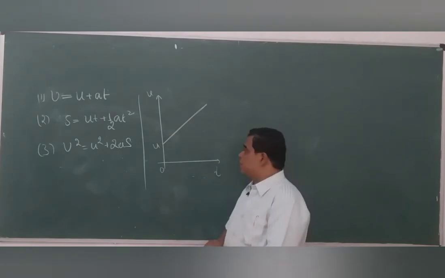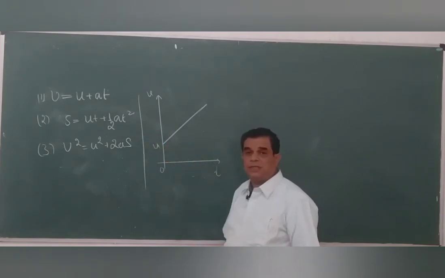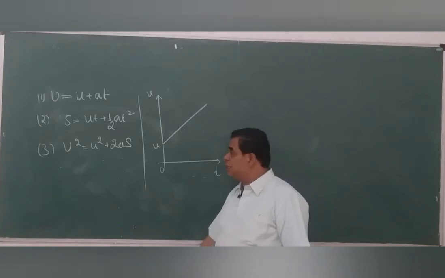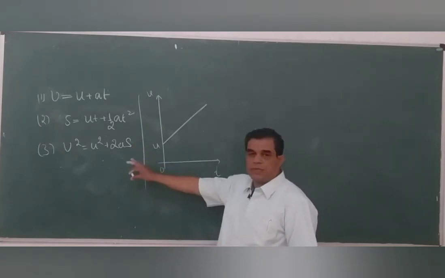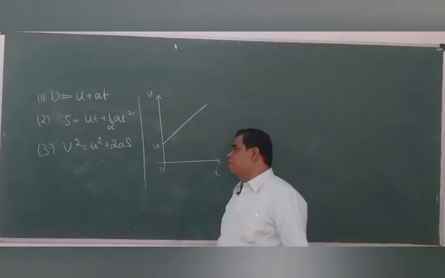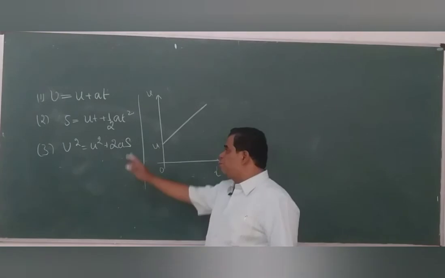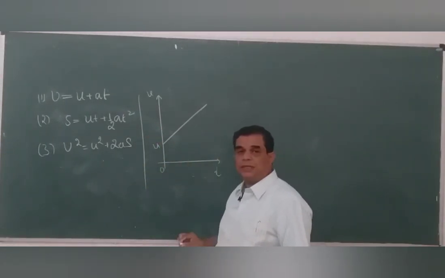So using this curve, we start learning these 3 derivations one by one. Say the first derivation is for 3 marks, the remaining 2 are guaranteed for the board exam, 5 marks each, that we think of later on. First we prove the first thing, V equals U plus AT.